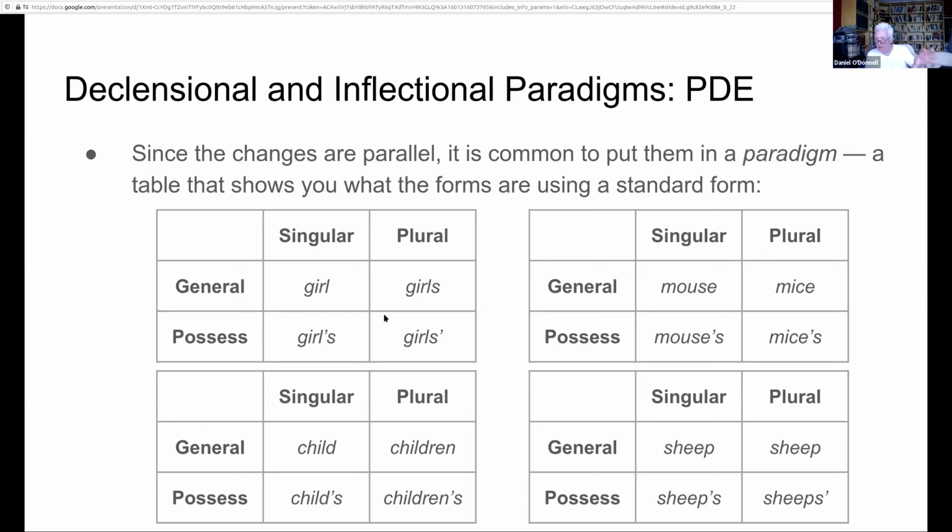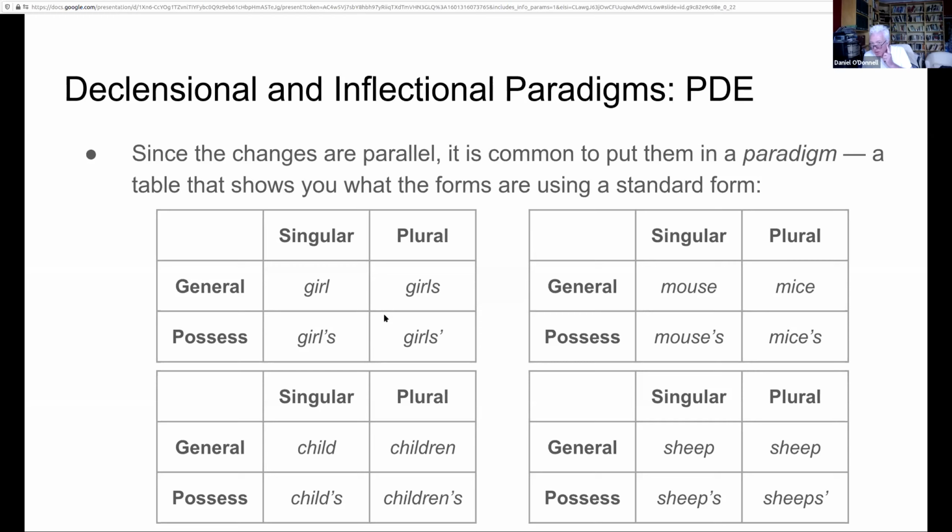And so here I've done the exact same thing that I did on the previous one, except now I've laid them out as tables. So girl, I've divided it into singular and plural, and I've divided it into the general case and the possessive case. So you've got girl, girls, singular and plural, or girl's, girls', possessive. Remember, language is oral, not written, really. And so when we're speaking this, there is no difference between girls, girl's, girls', all 3 of those.